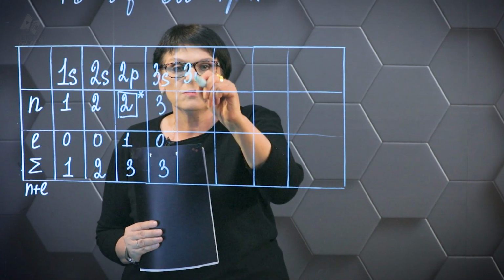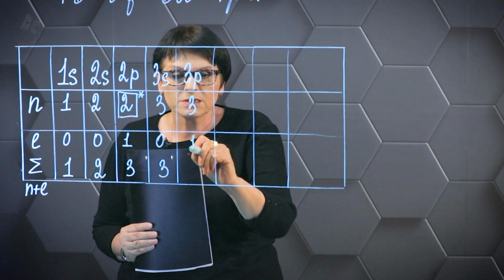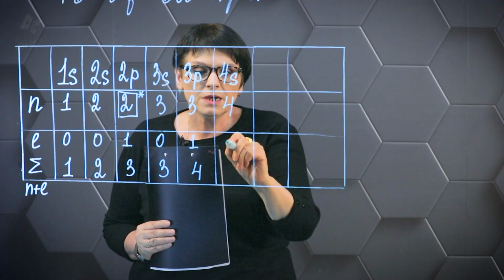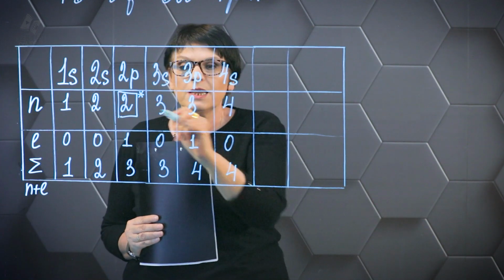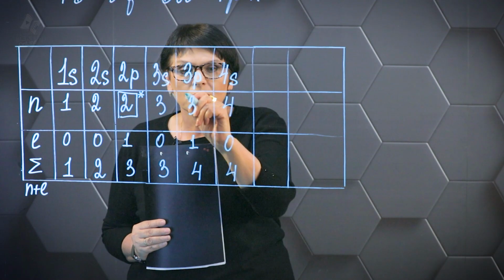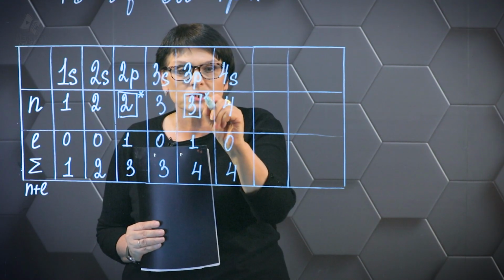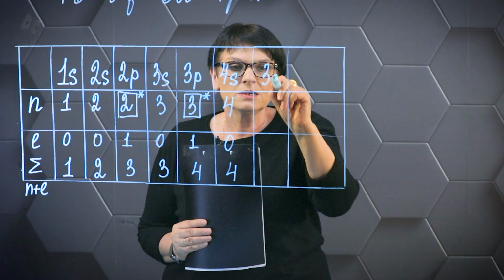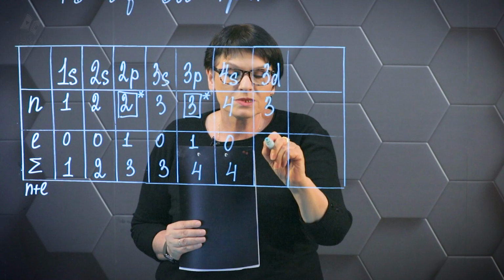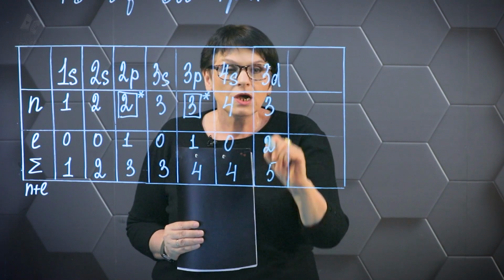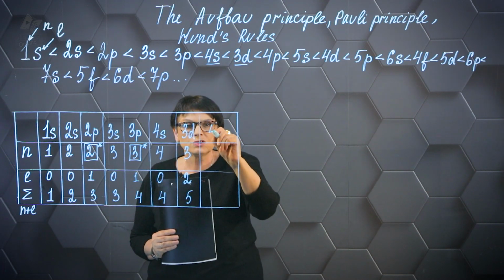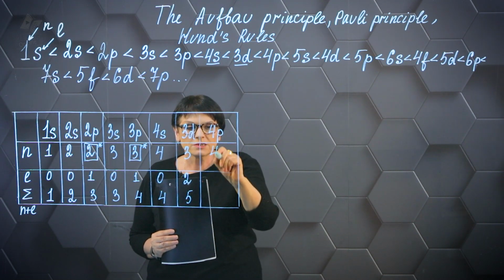The next one, 3p, that would be 3, there's 1 here, the sum is 4. 4s, 4, orbital 0, sum of 4. Again the same pattern. Notice the sum is the same value 4, but here it's a smaller value. Next comes 3d. So in this case we get 3, and for d electrons, the orbital number is 2. The sum is 5, so that's why 3d comes after the 4s.